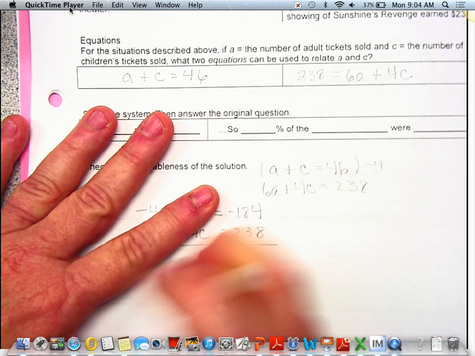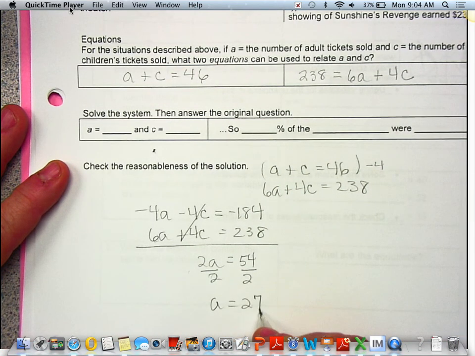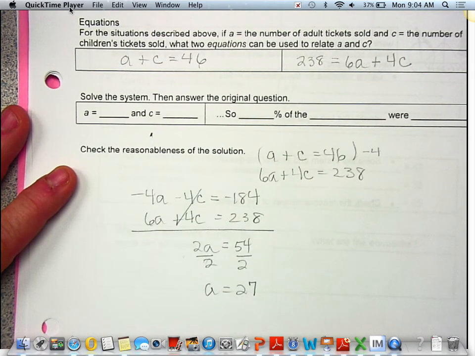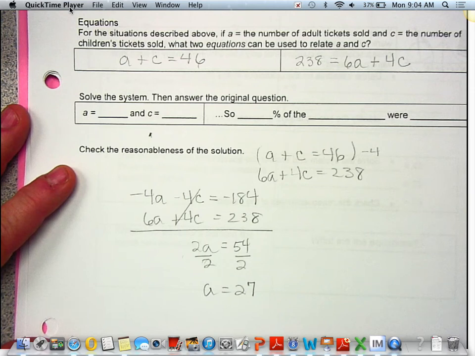How about if we divide by 2? Then A equals 27, so what does that tell you? There are 27 adults. So 27 people bought adult tickets, right?